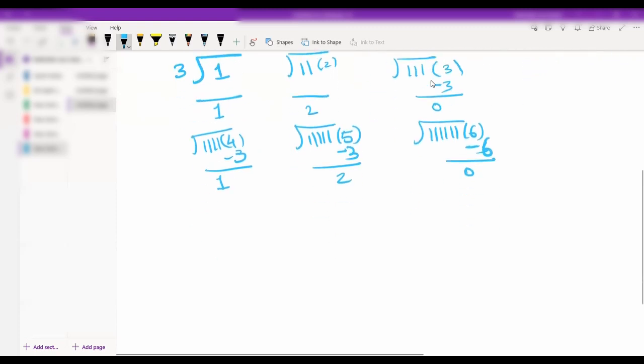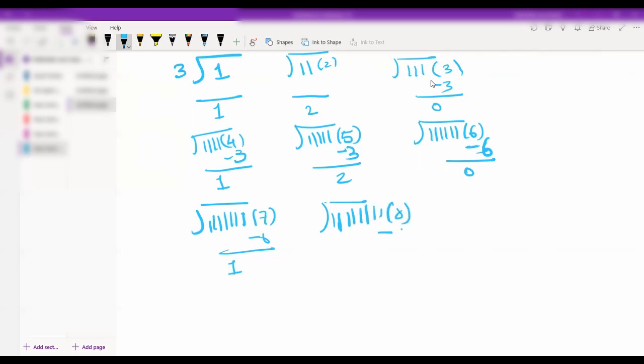The next number is 7. The 7, that is 7 occurrences of 1. Whether it is divisible by 3? No, it is not divisible by 3. It is leaving the remainder 1. Now the next number is 8. What is the output of 8? It is leaving the remainder 2. Now the next number is number 9. What is the output? What is the remainder? Number 9 is having remainder 0.